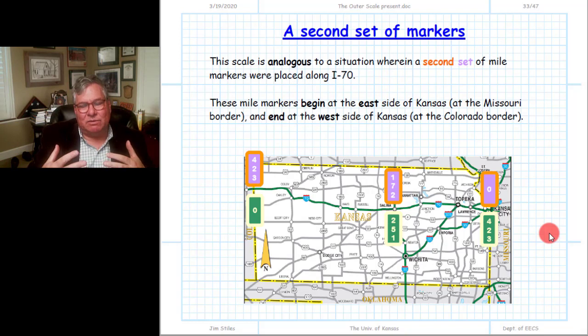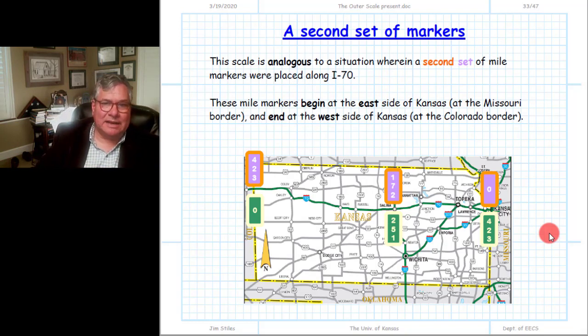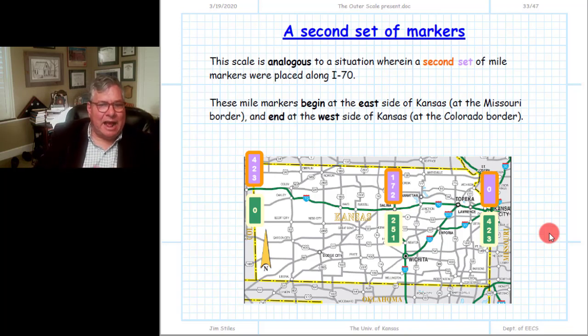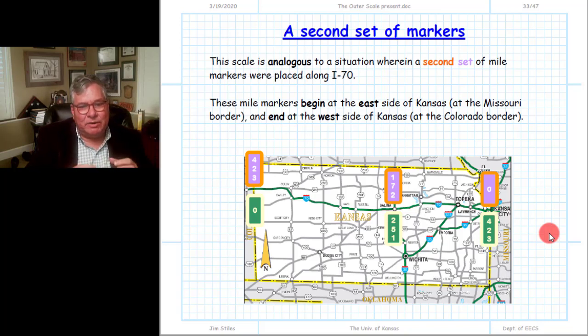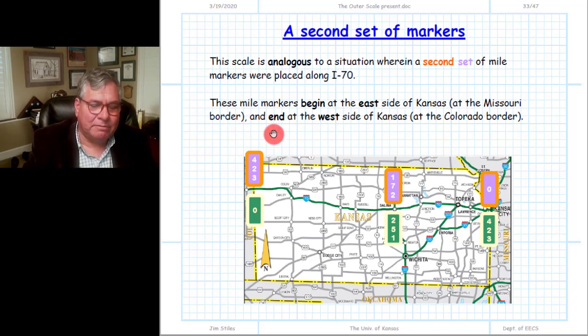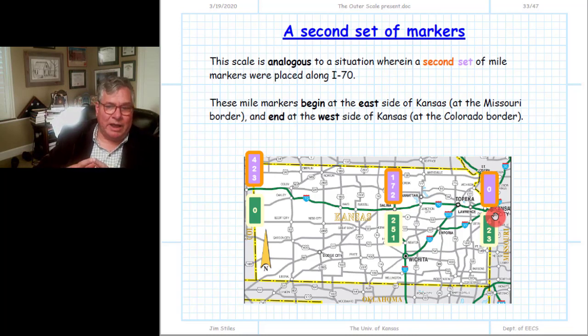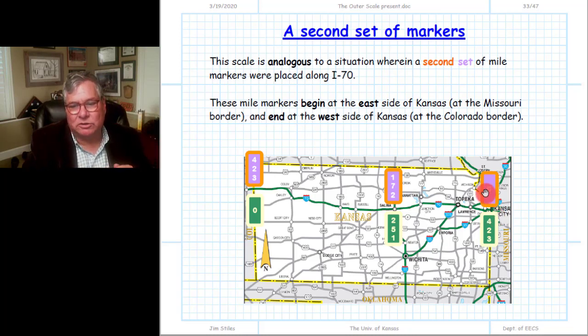So what's the use? Why do we put this second scale on there, this wavelengths toward generator? Well, again, an analogy. If we're talking about I-70, we have our mile markers, which begin on the western edge of the state and increase as we move easterly toward Kansas City. But of course, we could have done this a different way. We could have had mile markers that started at 0 in Kansas City and increased as we move westerly across the state, ending at the Colorado border with a mile marker of 423.